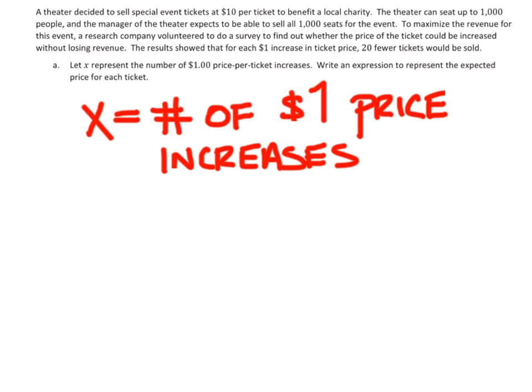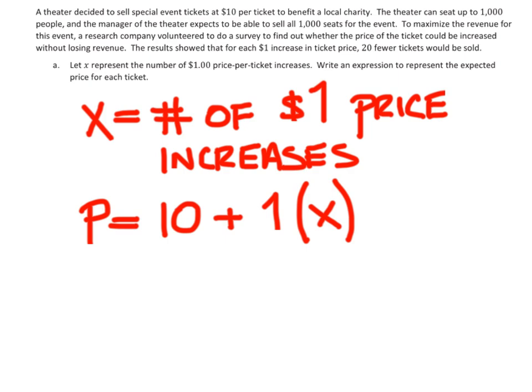So X equals the number of $1 price increases. And here is our expression for the price of a ticket. We start at $10. X is the number of $1 price increases, so it only makes sense to have $1 beside that. Now, of course, you could simplify that and do away with the 1, but we put it in there to start with. And we have 10 plus X to finish with. So we put it in, then we took it out.